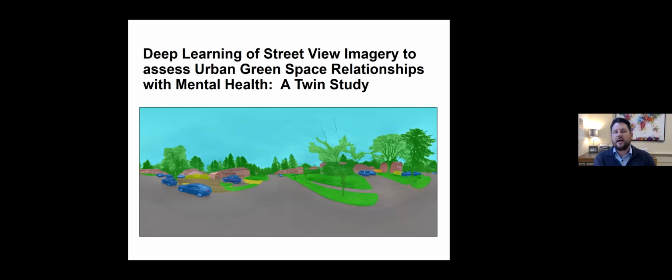So we got another R21 to look at if we could use street view imagery to assess the relationship between urban green space and mental health. And this was within this Washington State twin registry. So this is just an example, right, of a street view image. How do we pull green space exposure metrics from that?